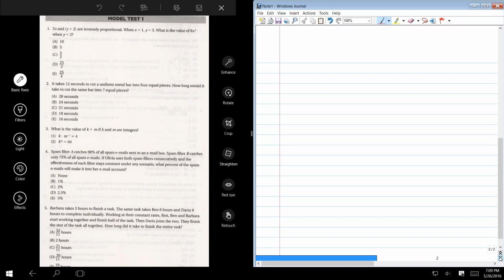Okay. First, I would divide 12 by 4 to get... well, actually, no, I wouldn't. I would divide 12 by 3 because to get 4 equal pieces, you're going to have to make 3 cuts. Exactly. So it's going to take 4 seconds a cut. So to get 7 pieces, I'm going to make 6 cuts. At 4 seconds a cut, that's going to be 24 seconds.